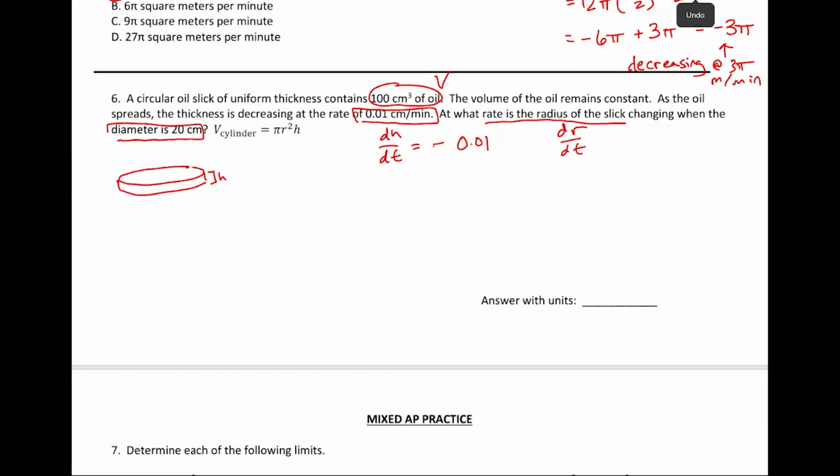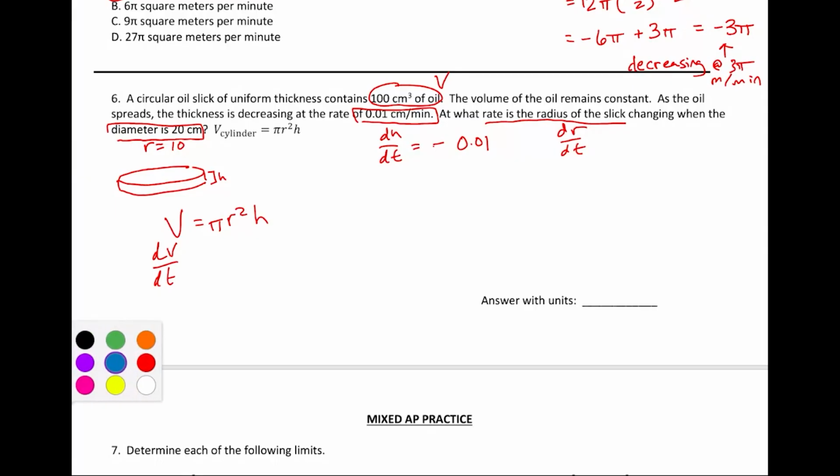Now our formula is going to be in terms of the radius. So the diameter being 20 means that the radius has to be 10. So the diameter is twice the radius. Okay, so volume of a cylinder is pi r squared times the height. And we'll have to use the product rule to differentiate this.